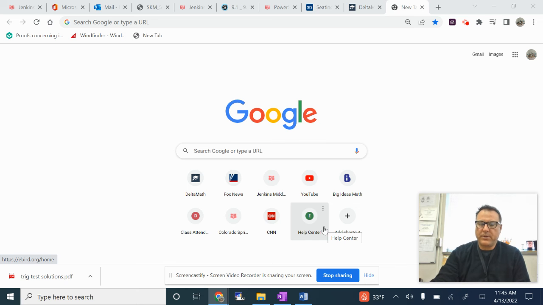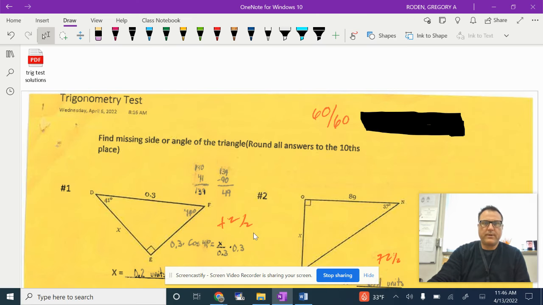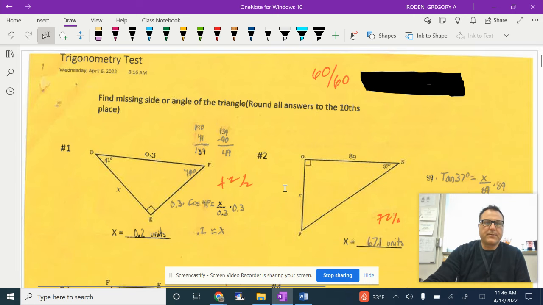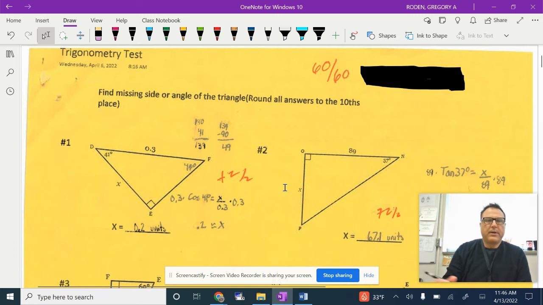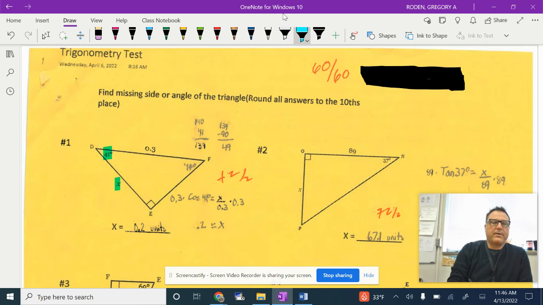And I want you to really redo the problems if you missed them. Okay, so let's take a look at the student's test. I blurred their name out. Obviously, they got a 60 out of 60. So number one, your job was to find X. You're given this angle right here and this side. You could have gone through and found the other angle right here, but you didn't need to.